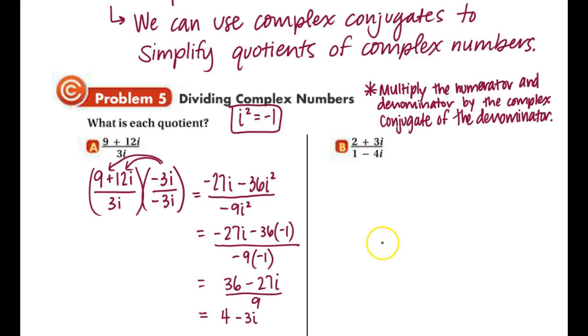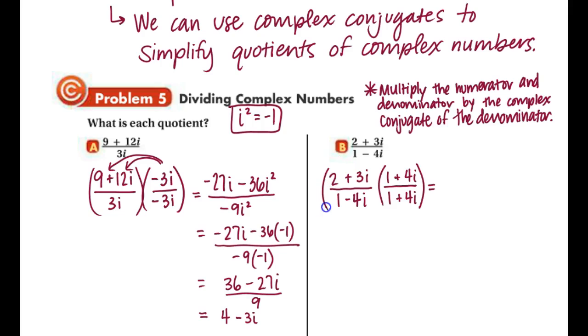In part B, we have 2 plus 3i over 1 minus 4i. What we want to do here is multiply by the complex conjugate of the denominator. Since we have 1 minus 4i in the denominator, the complex conjugate is going to be 1 plus 4i. So multiply the top and the bottom by 1 plus 4i. Now we're going to be using the FOIL method on top and bottom.